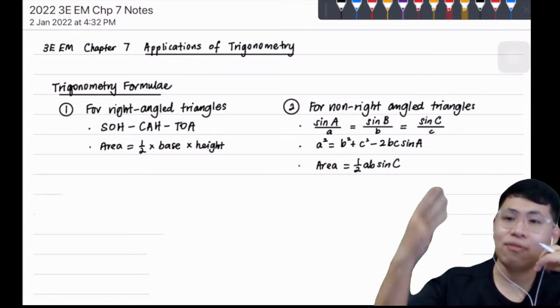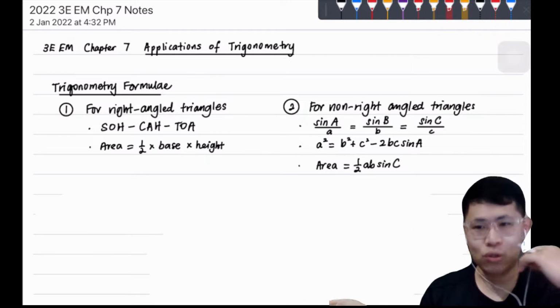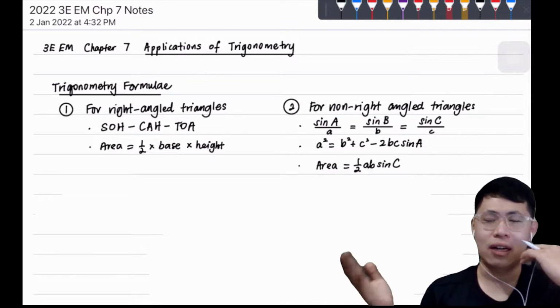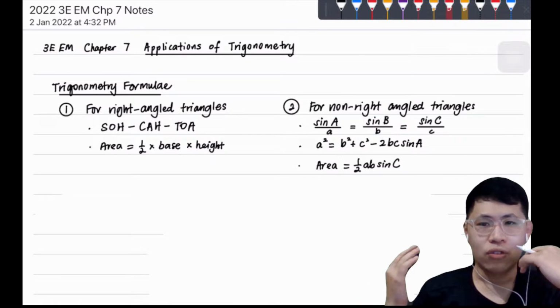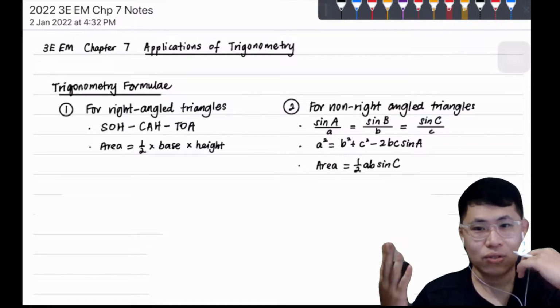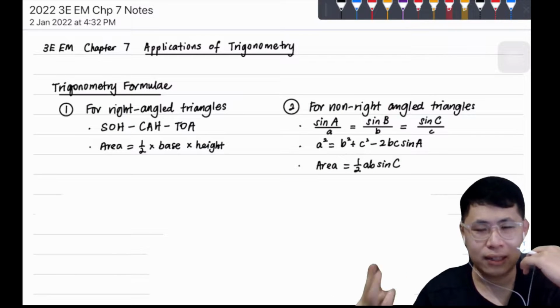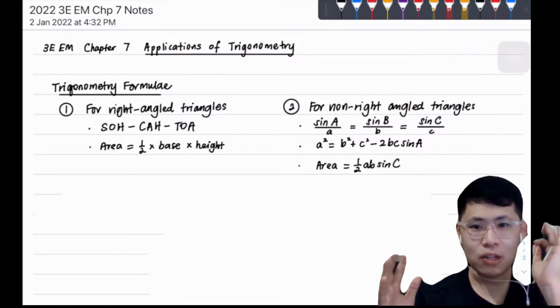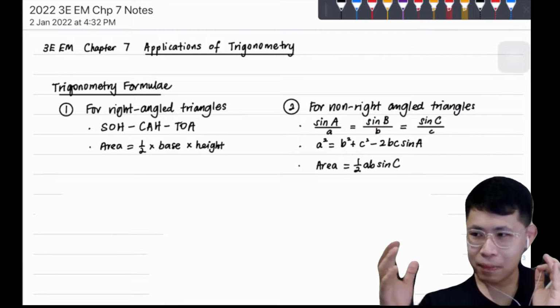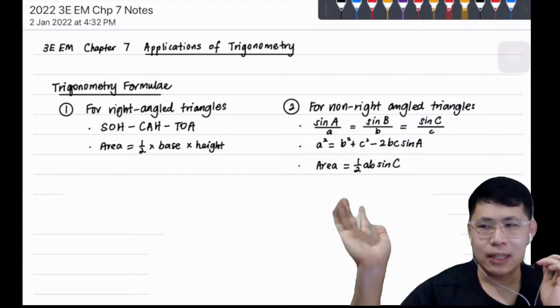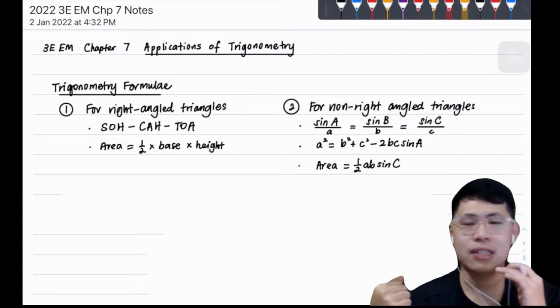If we have right angled triangles, we can always use SOHCAHTOA, and we can always use area is half base height. For non-right angled triangles, we can use the rest: sine rule, cosine rule, and the area formula. So we've built a list of weapons to tackle the many things that we come across.